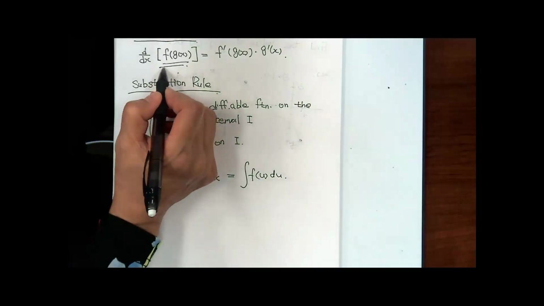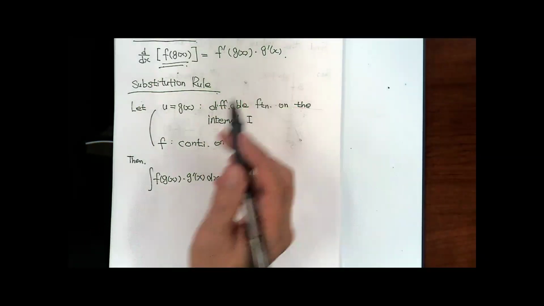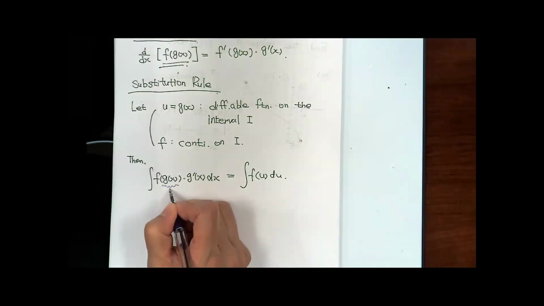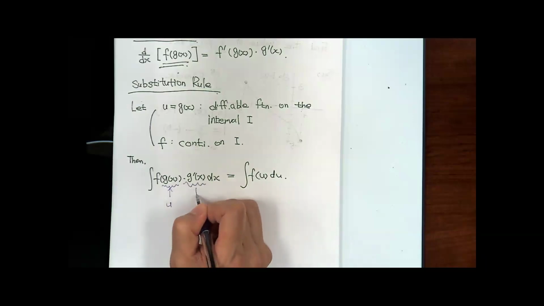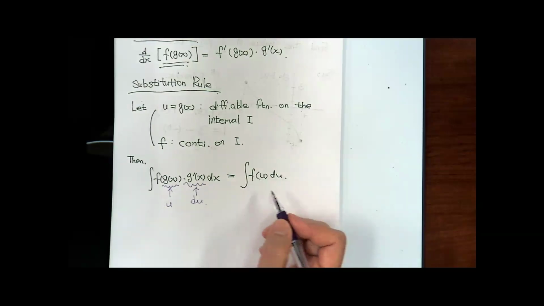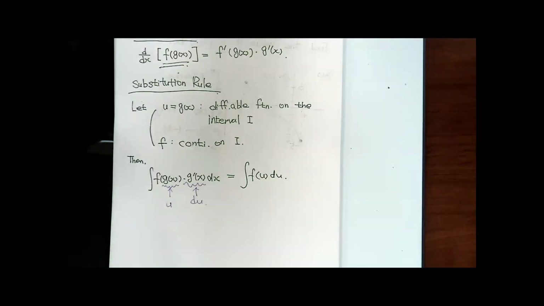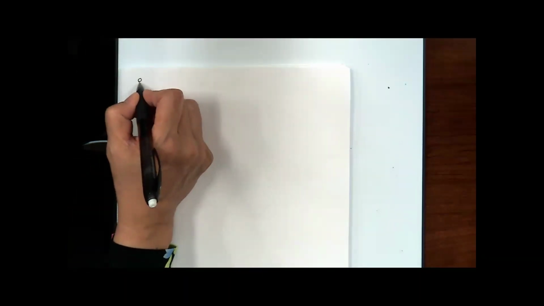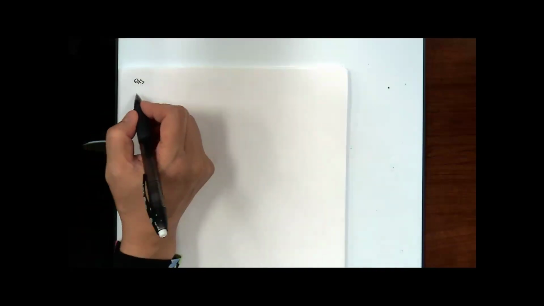We will go this way, and the way we do it will be simplifying this one to u and g prime dx as du. So we can rewrite it, and then the given expression will be simpler, and you can perform the integration easier. That is the substitution rule. It is important to go through the example.